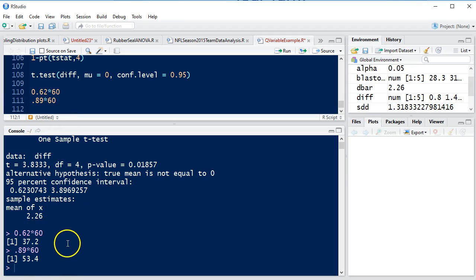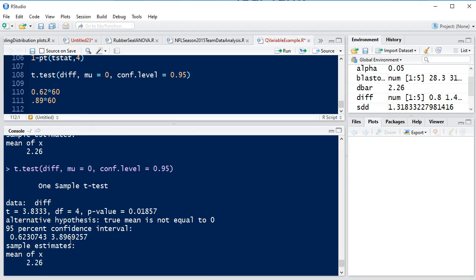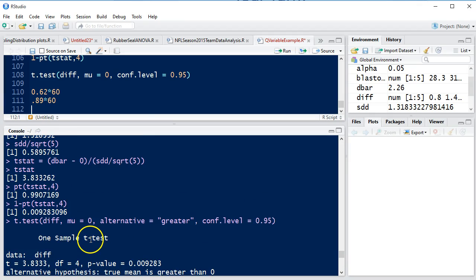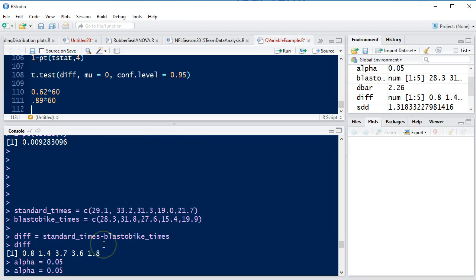All right, so hopefully this video helped you understand how you can use the one sample t-test command or use R as just a basic calculator to do a matched pairs t-test.